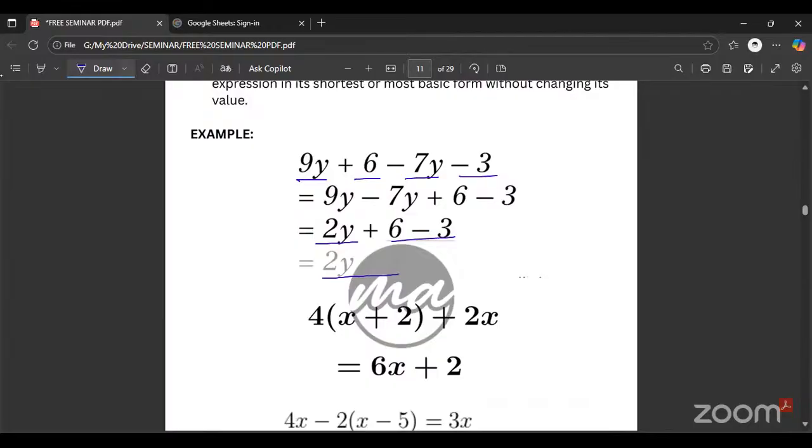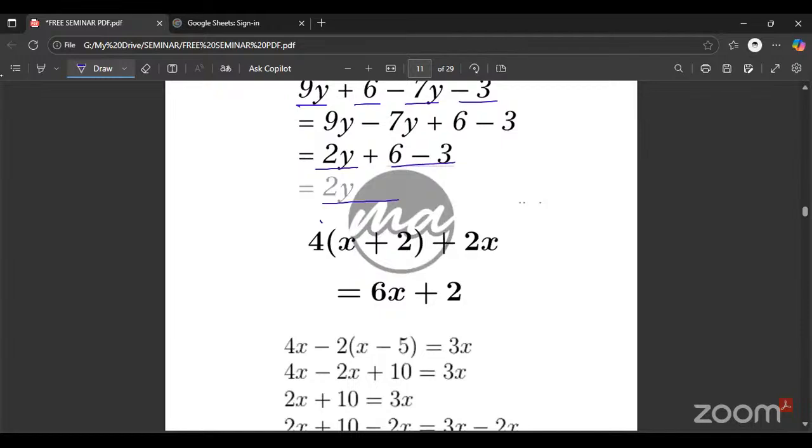When it comes to simplification, in the second example, you have to multiply 4 into x, which becomes 4x. You multiply 4 into 2, which becomes 8. And here you have another 2x. Okay, the answer given here is wrong. So your answer here becomes 6x plus 8. Are you clear? Just change this to 8. Yes, miss. Yes, teacher.